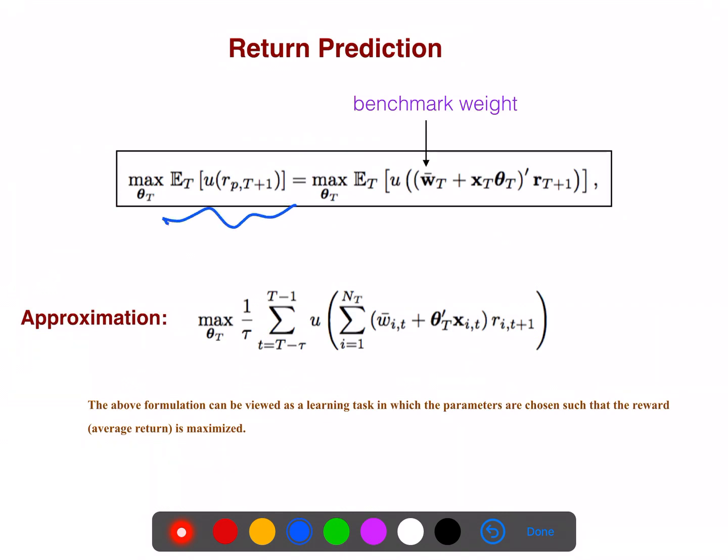You maximize the expected utility, and so guys who like reinforcement learning and even deep reinforcement learning can look at it like this: a learning task in which parameters are chosen such that the reward is maximized.